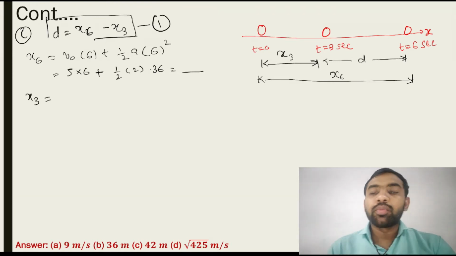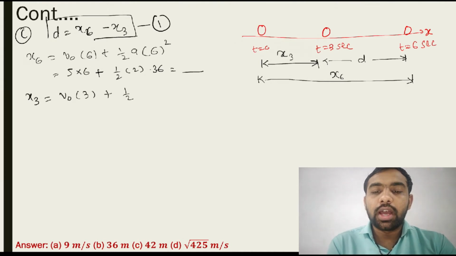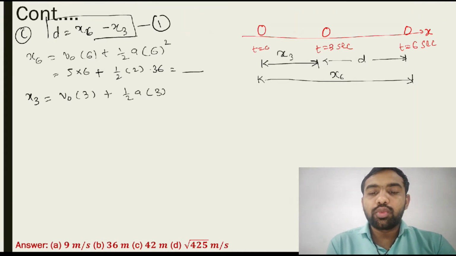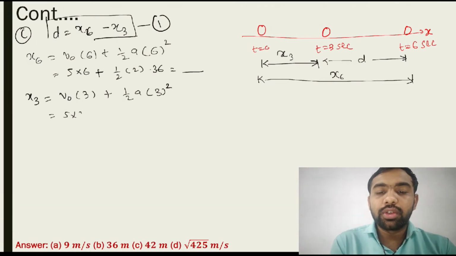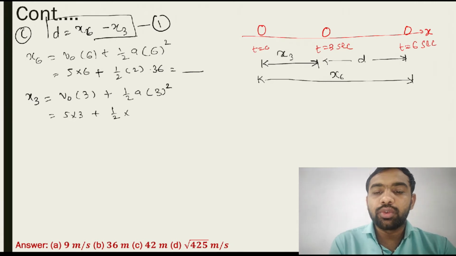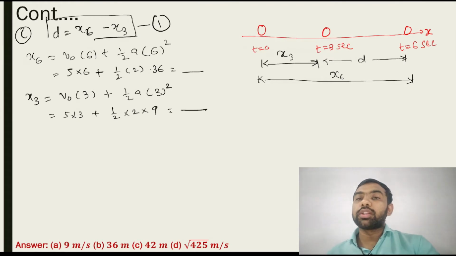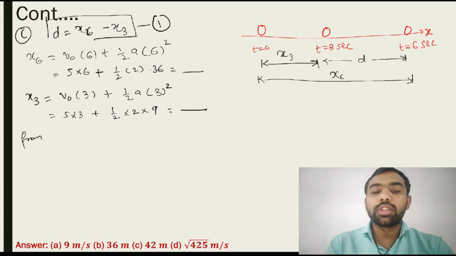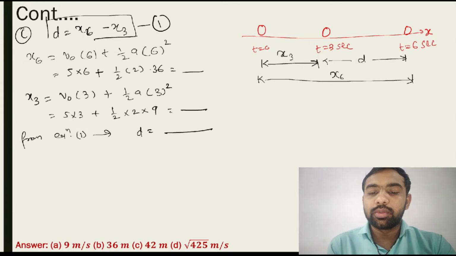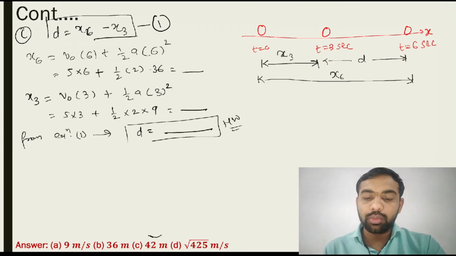Now find x3. x3 is equal to v0t plus 1/2 a t square. Here put t is equal to 3. So the answer is 5 into 3 plus 1/2 into 2 into 9. Put both these values in equation number 1 and you get the answer d is equal to. The remaining calculation is homework. After calculating, you get the answer 42 meters.